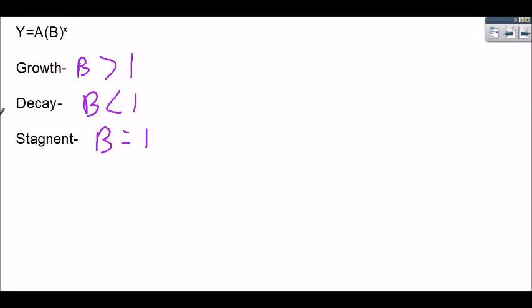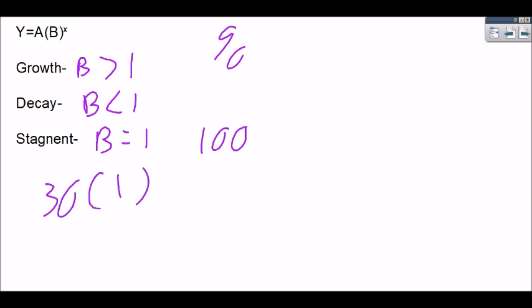So again, b is a percent. When it is 1, that means 100% of our population. So let's say in our class there's 30 students. That means we would start with 30. And then we want to keep 100% of them for tomorrow. That means that we would still have 30.